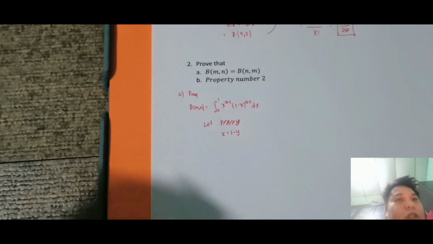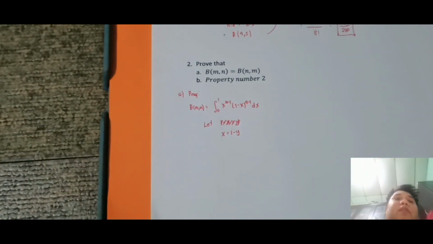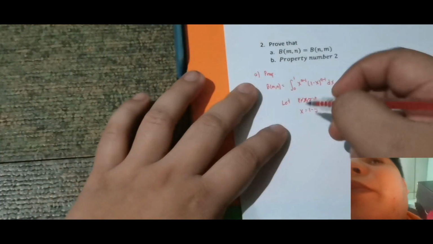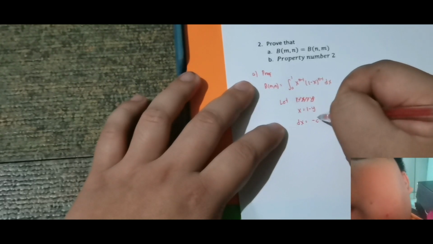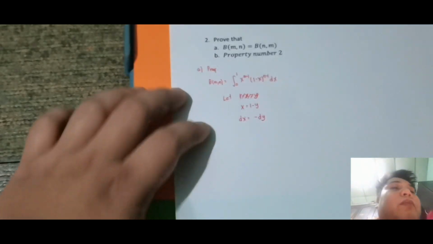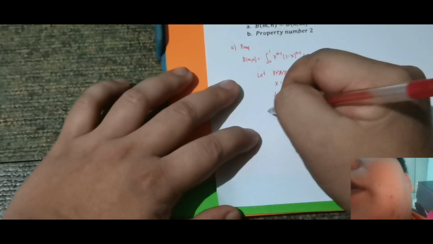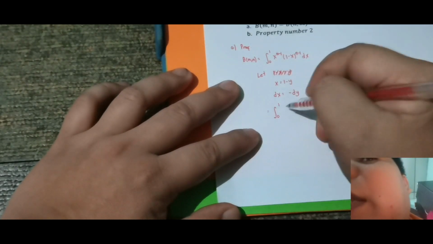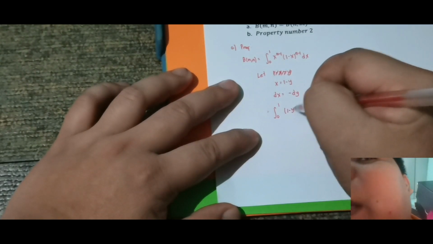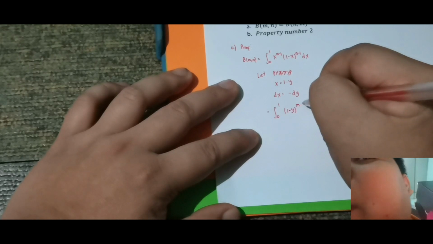Check ko lang. So, magiging 1 minus y. Yes, okay. So, nung nilet ko siya, kunin natin yung derivative. So, this is just dx is equal sa negative dy. Okay, then proceed sa substitution. This is just equal sa integral from 0 to 1. So, walang magbabago dyan. Yung x natin magiging (1 minus y) raised to m minus 1.